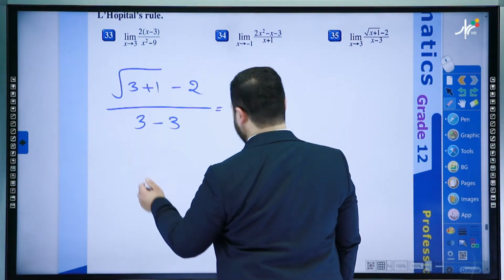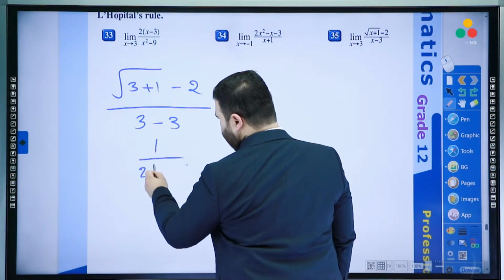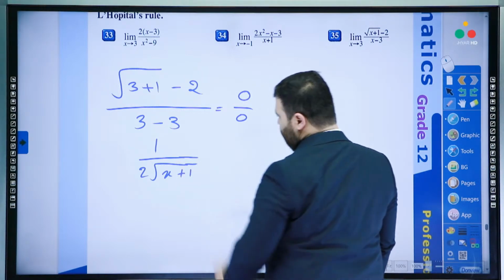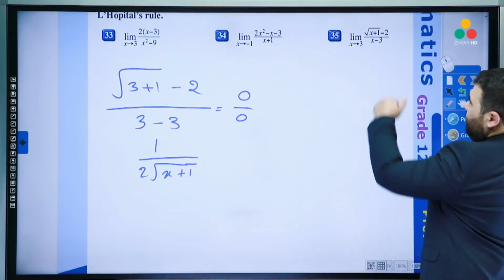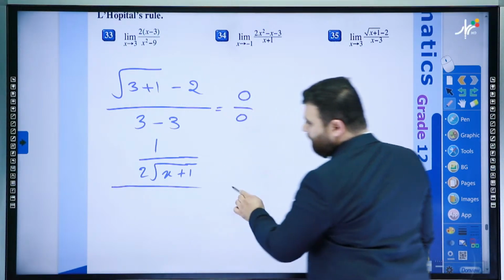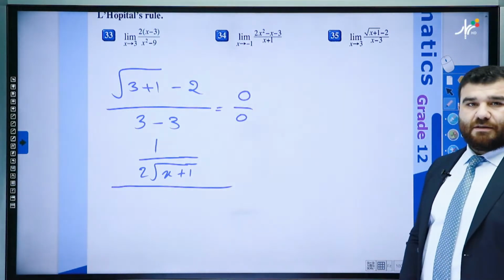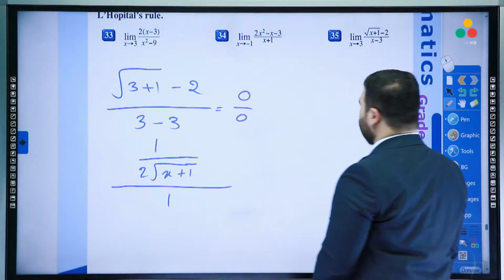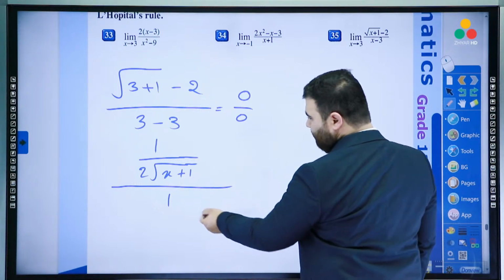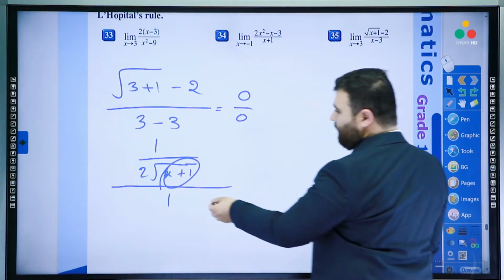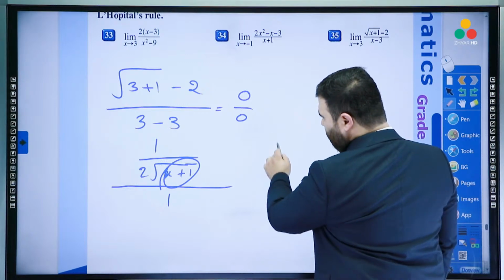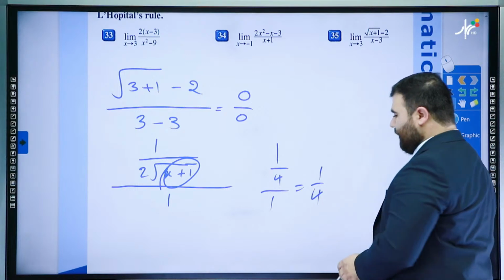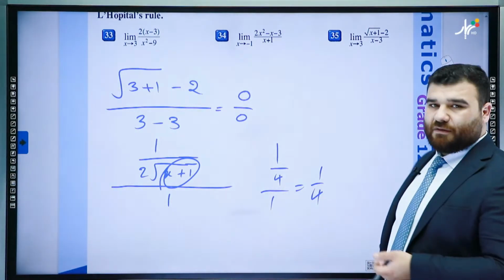Derivative of square root is 1 over 2 square root x plus 1. Derivative of minus 2 is 0, and down, don't forget where is the big fraction. Down is x minus 3, so it will be 1. So this is the denominator. Now replace x with 3. It will be 1 over, this part will be 4. Square root of 4 is 2. 2 times 2 is 4 as well. Then 1 over 4. Over 1 is nothing, so it's 1 over 4. Or you can make it decimal, 0.25. This is the answer.